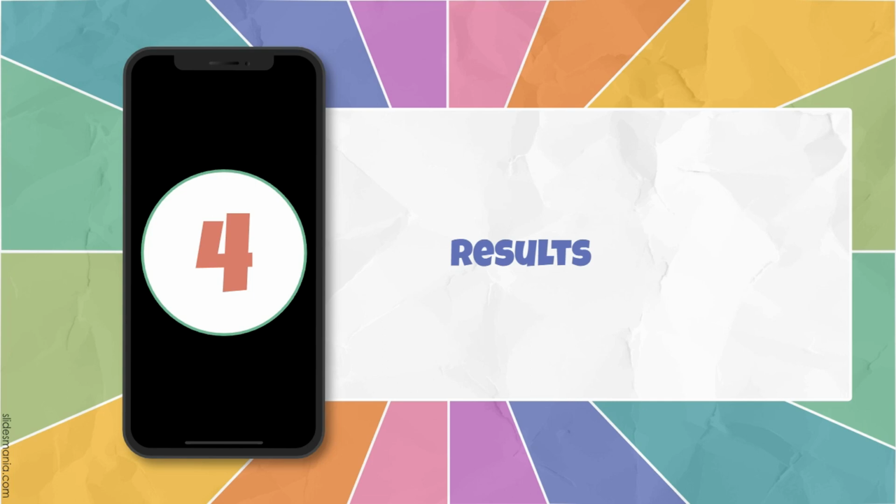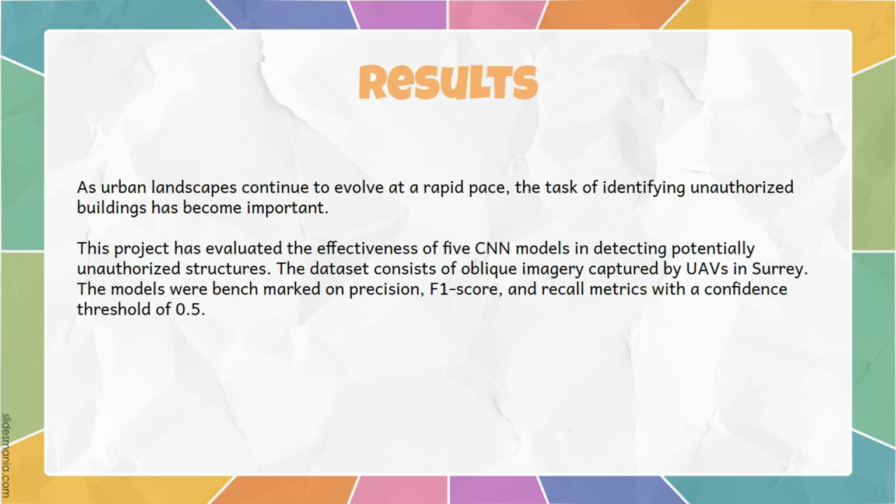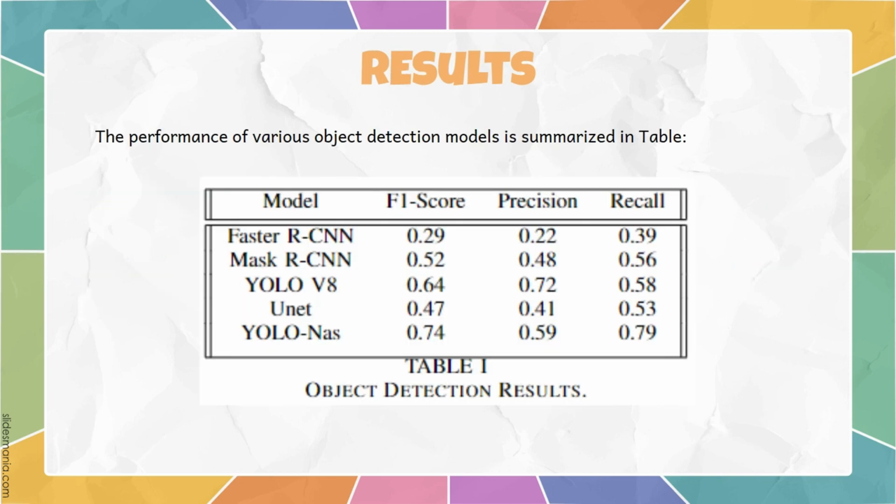Next part, the results. As urban landscapes continue to evolve at a rapid pace, the task of identifying unauthorized buildings has become important. This project has evaluated the effectiveness of 5 CNN models in detecting potential unauthorized structures. The dataset consists of oblique images captured by UAVs in Surrey. The models were benchmarked in precision, F1 score, and recall metrics with a confidence threshold of 0.5. Next, we check out the table. This table shows the overall results.